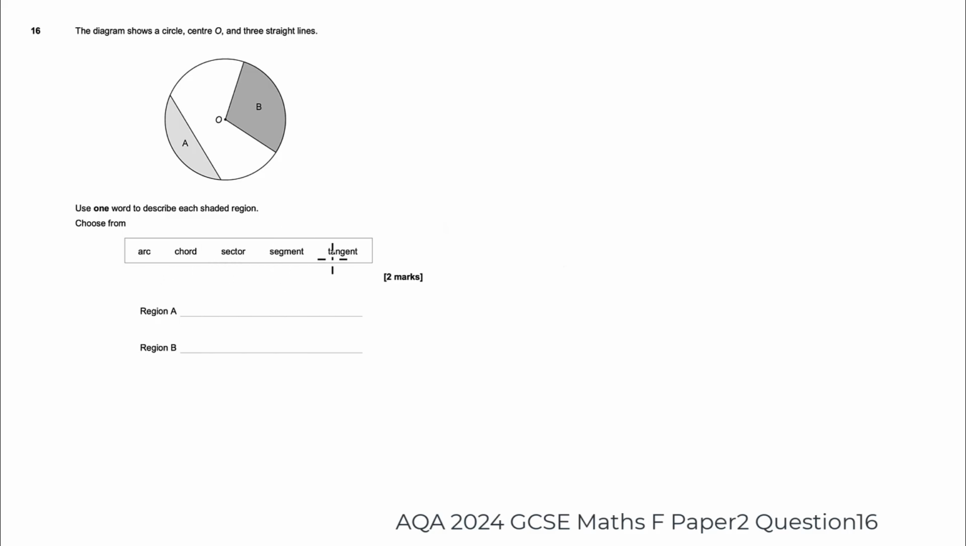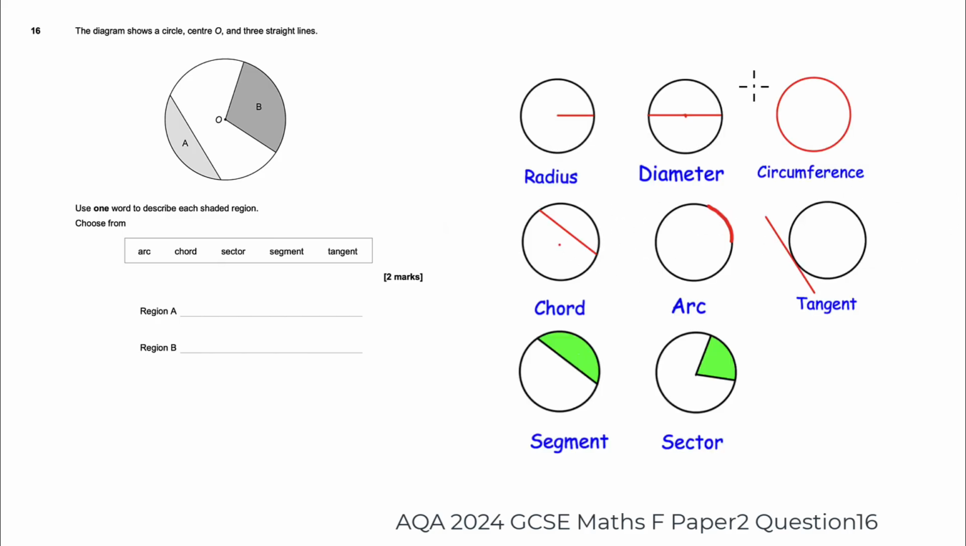Now, look inside your memory. Somewhere in there you should have these. If you don't have the meanings of these words, then learn them. Let's look through this. Radius, centre out to the edge of the circle, the circumference of the circle. From the centre out to the circumference, that's your radius. Diameter goes right through the centre from one point on the circumference to the diametrically opposite point on the circle.